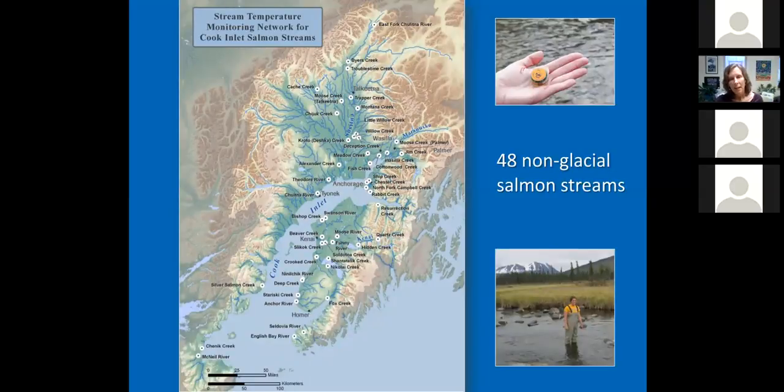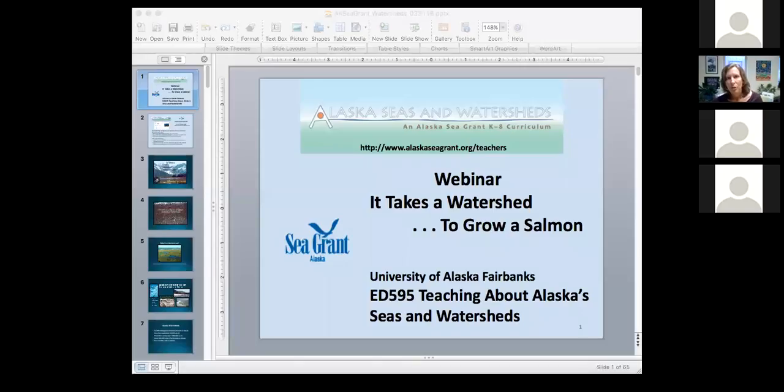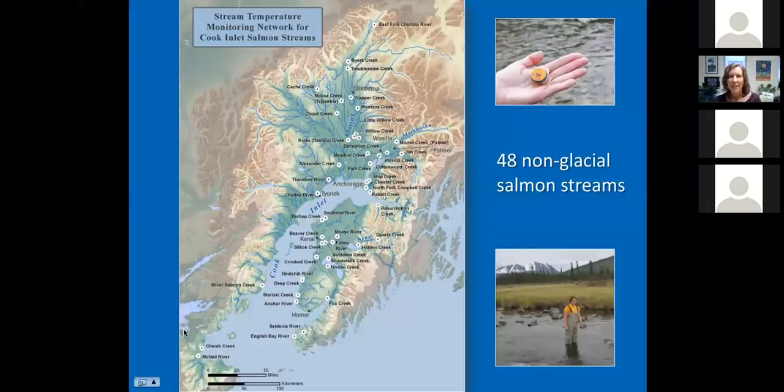So this again is the Cook Inlet Basin. And we started putting out these temperature loggers. You can see them, the little orange quarter-sized logger there is a really wonderful piece of equipment. It's only cost about $100 or so, and you can collect about 5 years worth of data on it. You can set it to log information every minute, every day, whatever interval you like.